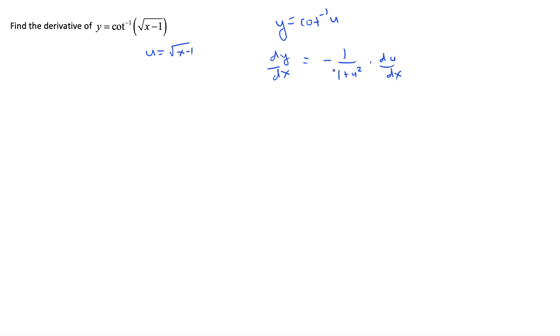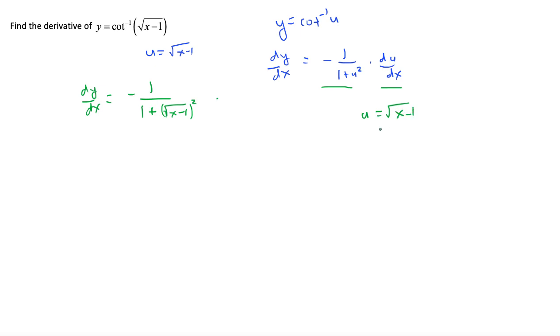Let's just look at the format here. dy dx is going to equal negative 1 over 1 plus u squared. But what do we put in that place? Well, u is just radical x minus 1. So radical x minus 1 squared. Okay. Times what in this case? Times du dx. Well, wait a minute. What is u in this case? U is radical x minus 1.